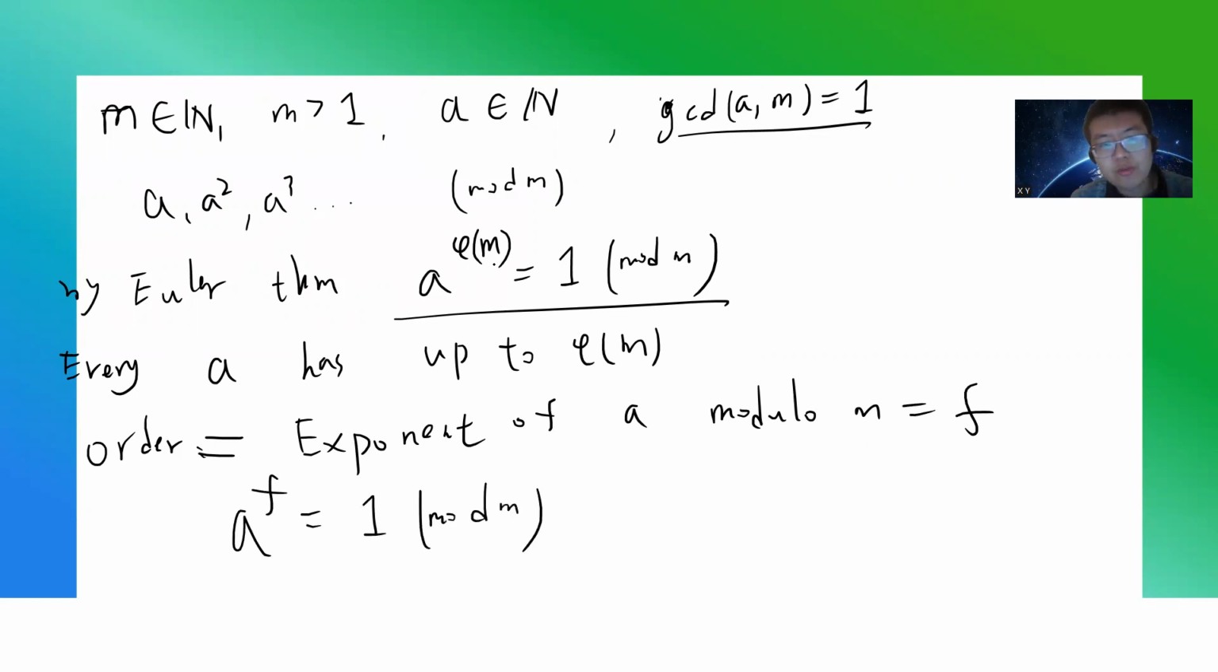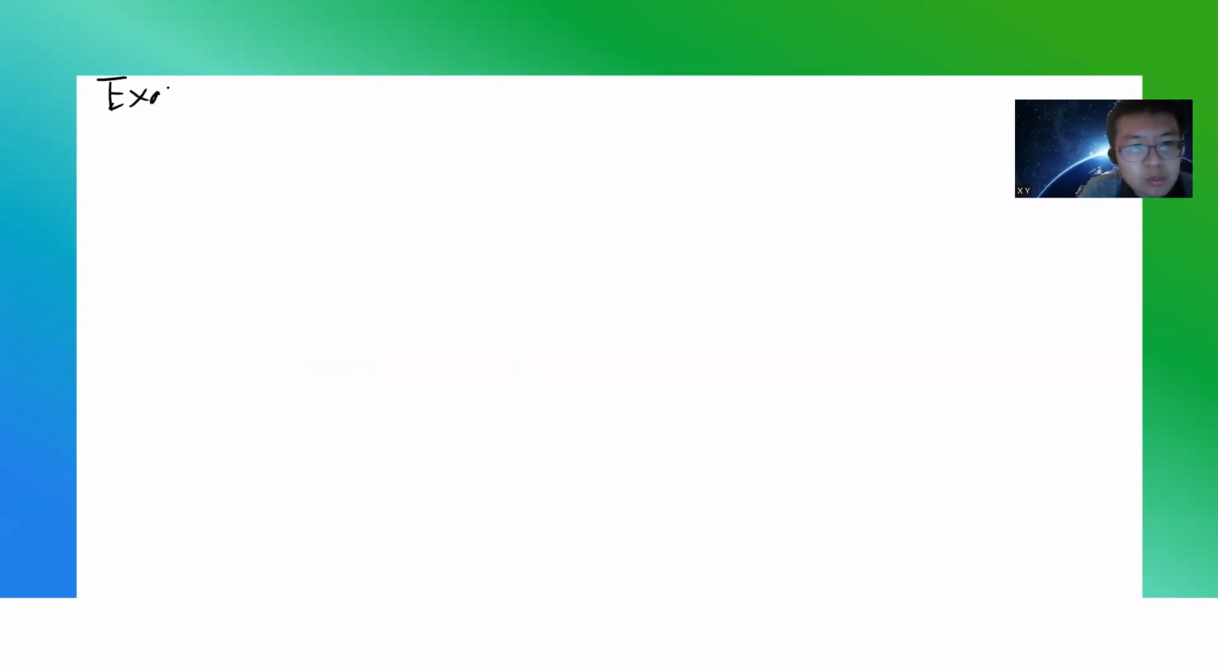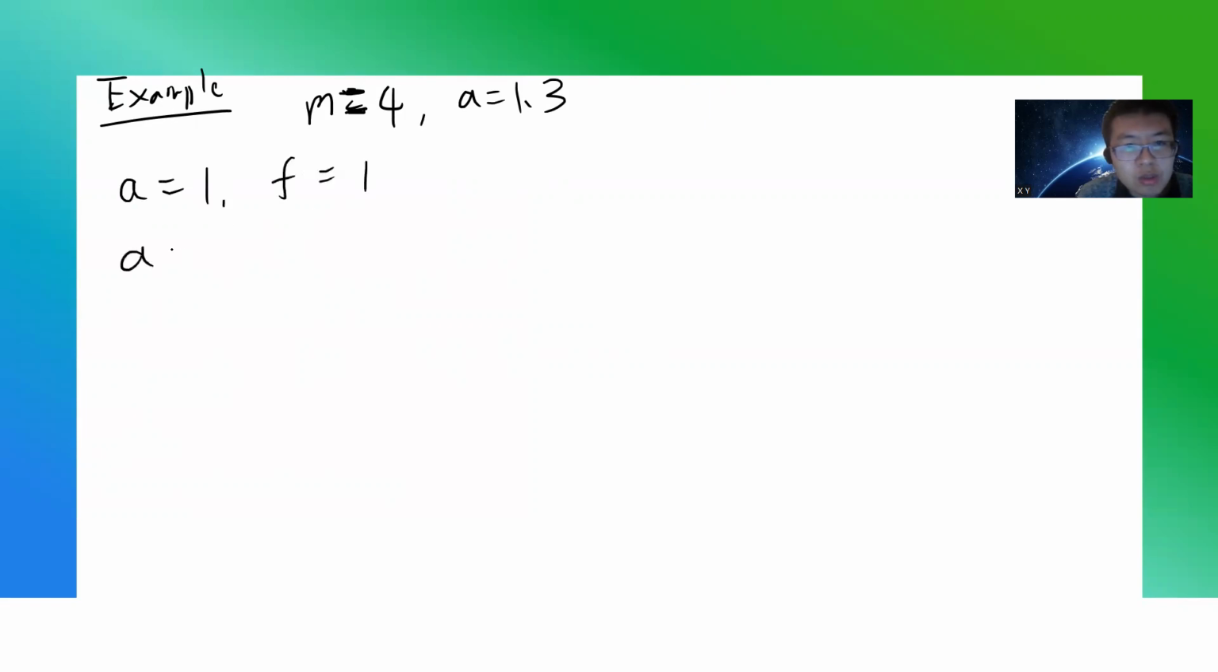So we know that phi of m is the maximum, but for each a there may be a smaller one. Maybe it's a little hard to explain, so let's consider a very simple example. Let m equal 4, so a can be 1 or 3. When a equals 1, the order is 1. When a equals 3, then 3 squared is 9, which is 1 mod 4. So the exponent of 3 modulo 4 is 2.